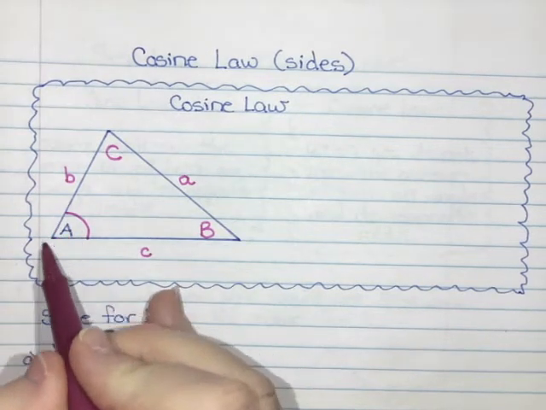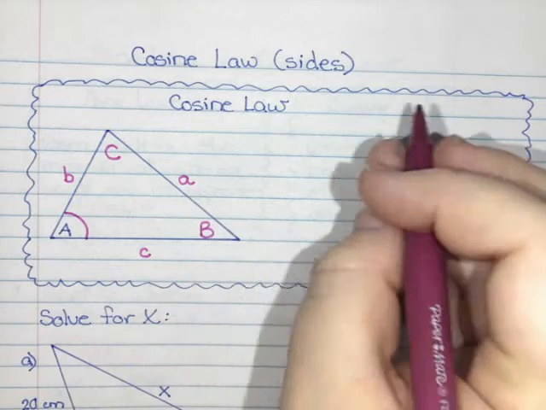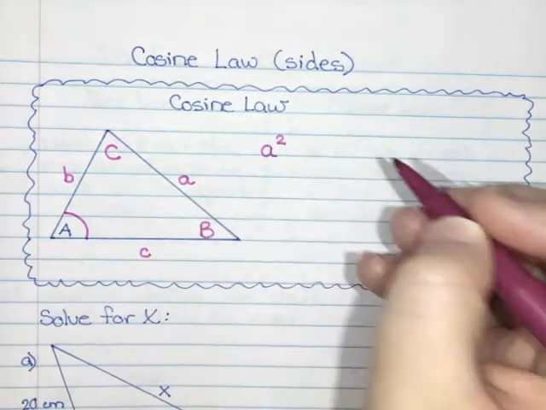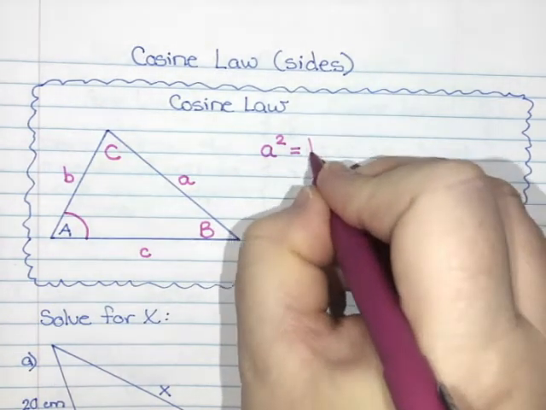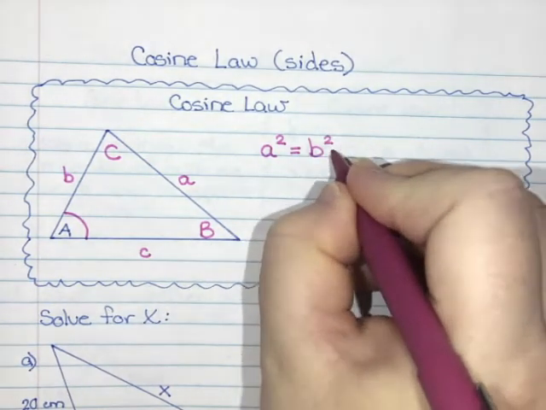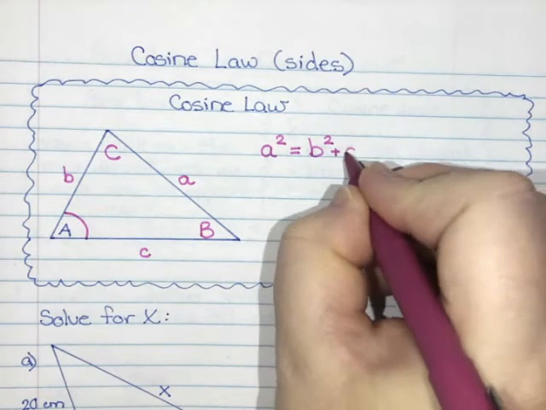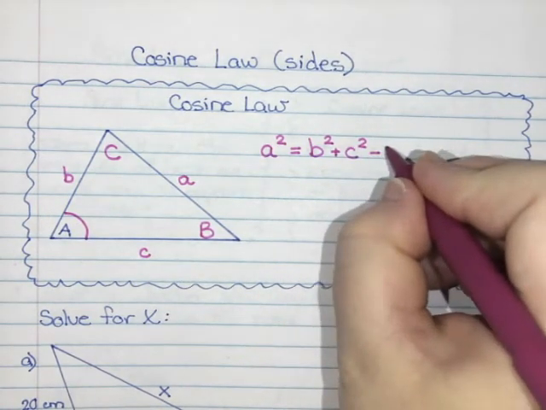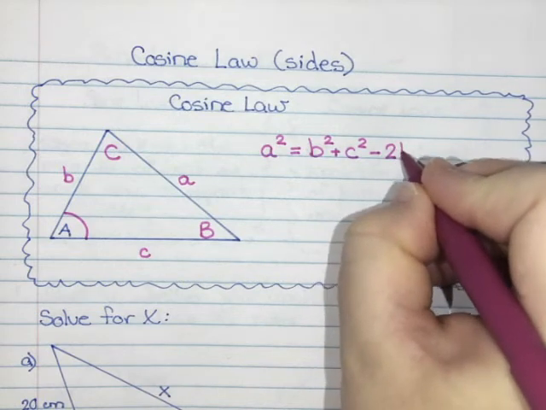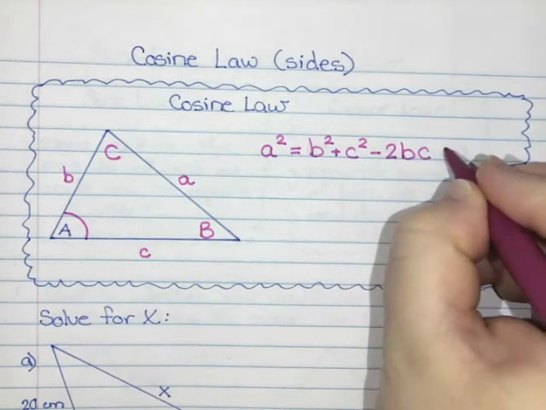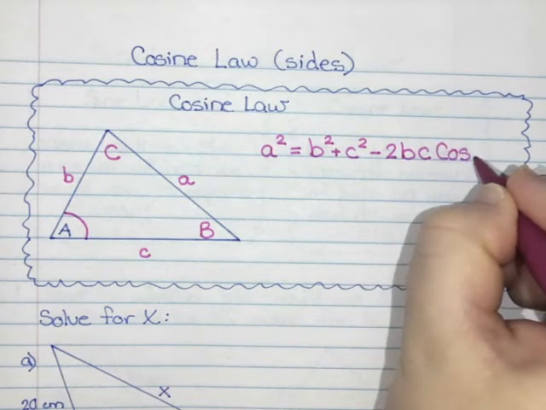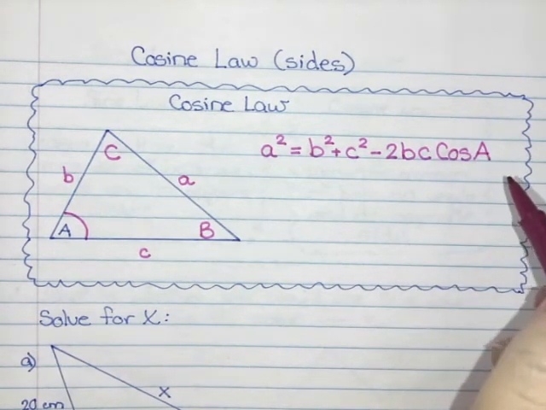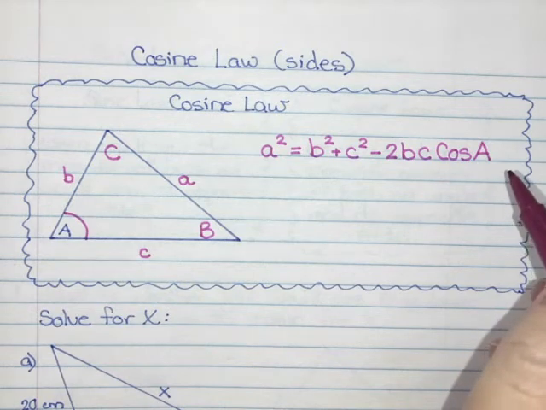So the formula for cosine law looks a little bit like the Pythagorean theorem. So if this is my angle A, we are going to start our formula with A. So it's going to be that side A squared equals side B squared plus side C squared minus 2 times B times C times cosine of our angle A. I warned you, it looks a little scary. Once you get to know it, it's not that bad.